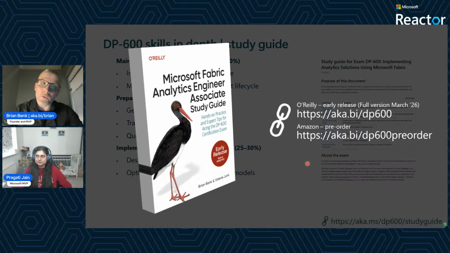hey, there's also a book. It is right now in an early release state. It is written by Valerie Young and myself. It is being handed over to O'Reilly as we speak, and they are finalizing the final parts of this book right now. It'll be in a full version in March, in less than a month, on aka.bi/dp600, and you can already pre-order it on Amazon at aka.bi/dp600 pre-order. The pre-order is booked, and then they will print it and ship it at the beginning of March.